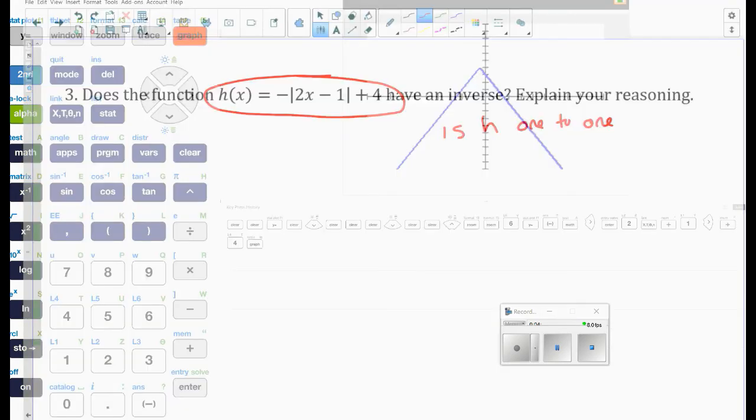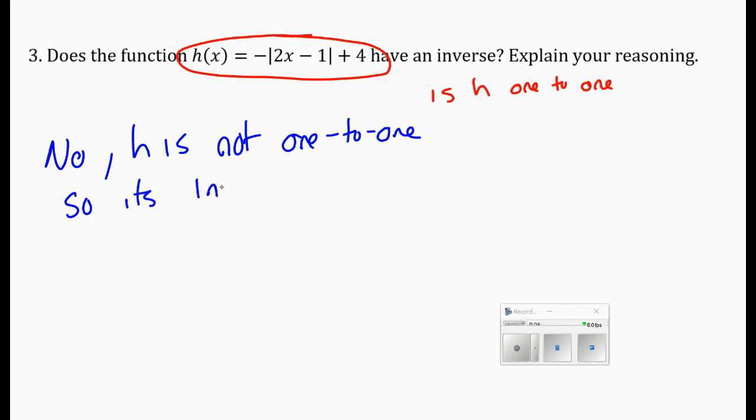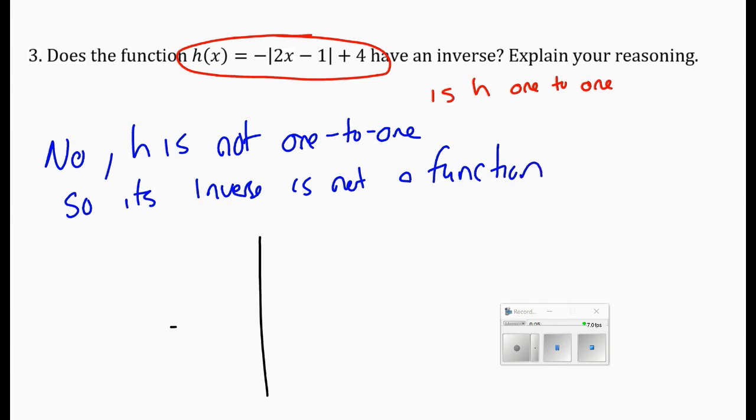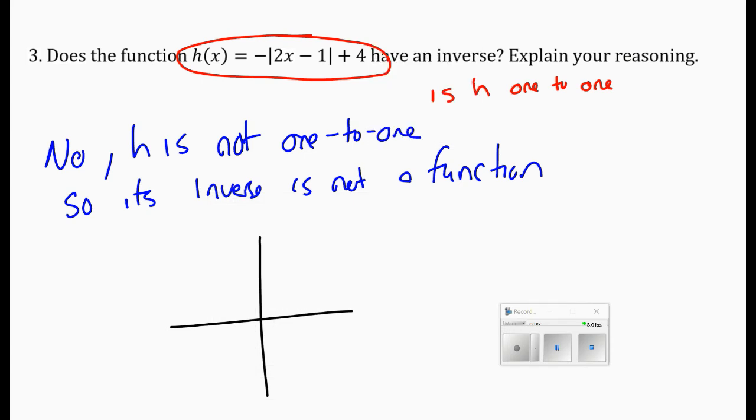So does h have an inverse? No. h is not 1 to 1. So its inverse is not a function. Then we can quickly sketch a little graph of h. It's an upside down absolute value function. There's h of x. That's it. Does it have an inverse? Well, we have to see, is it 1-to-1?